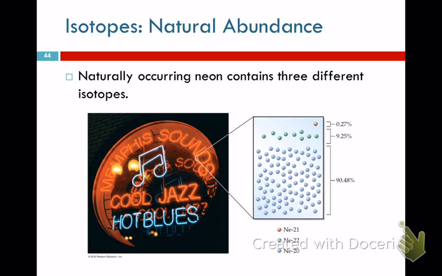This goes against what Dalton said. Dalton said all the atoms of an element are the same. Then they do this experiment, and what they find out is that not all the atoms of an element are the same. They also knew about neutrons, so the speculation is that what makes these different is the number of neutrons in the nucleus. And we get it through an instrument called a mass spectrometer.